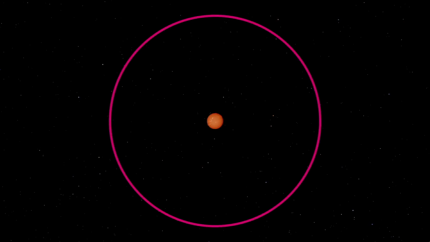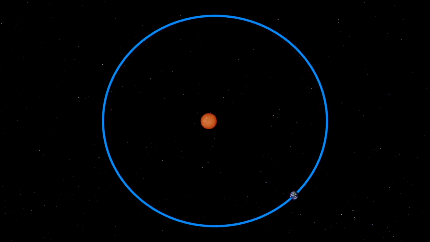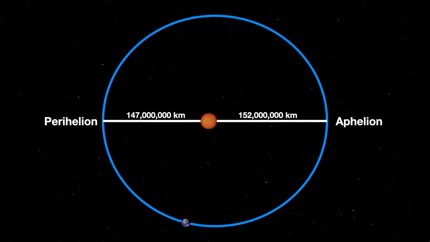Likewise, the Earth's orbit around the Sun is also an ellipse. As the Earth orbits the Sun, it's sometimes farther from the Sun, called aphelion, and then, about 6 months later, it's closer to the Sun at perihelion. The Sun is 5 million kilometers closer at perihelion than at aphelion.